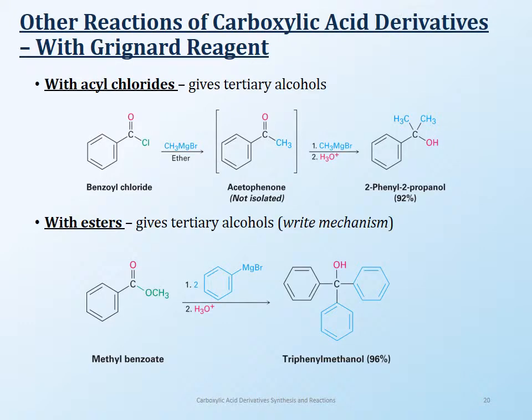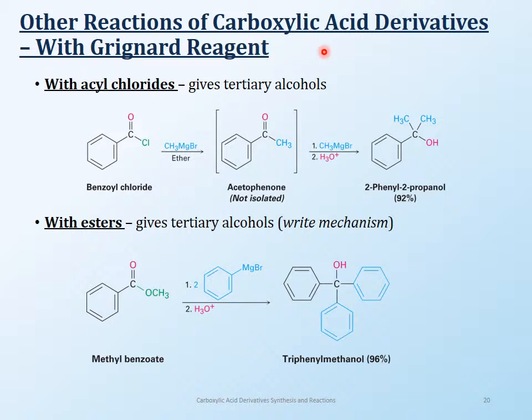Now we have some other reactions where all of these derivatives are not really converting from one to the other, but it doesn't mean they don't undergo any other reaction. Some of these carboxylic acid derivatives will also react with Grignard reagents and some other organometallics, and then we'll talk about reduction also. The first reaction to talk about is carboxylic acid derivative with Grignard reagent.